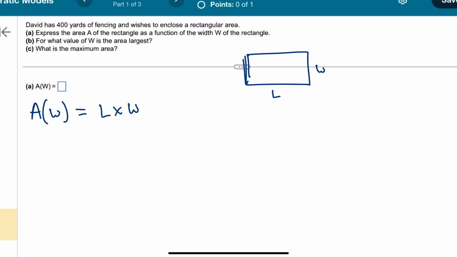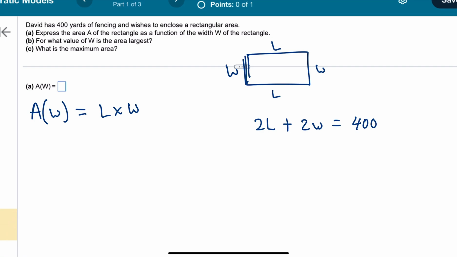Now, we're trying to dissect this function. The thing is that functions can't be of two variables. Since this is a function of W, we need to get rid of this L, and we need to make it into something that's a W. The only way we could do that is by utilizing this rectangle and understanding that if you walk the whole rectangle, you're going to walk 2 L's plus 2 W's. And according to this problem, the whole perimeter is going to be 400 yards of fencing, yeah?